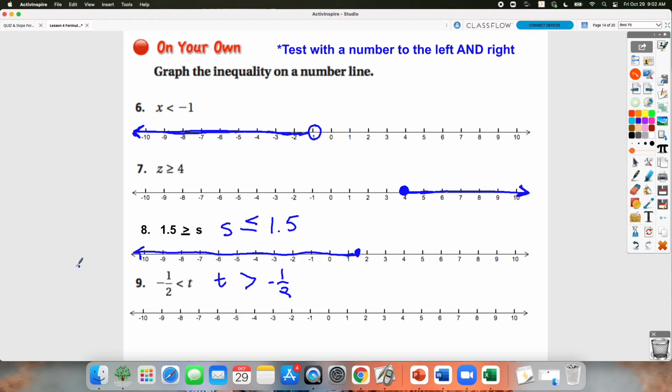I can graph that. Okay? Open or closed circle on negative 1/2? Open. Where do I need to plot negative 1/2? In between 0 and negative 1. So I've got an open circle halfway between 0 and negative 1, and t is greater than negative 1/2, so which direction do I need to shade in? To the right.